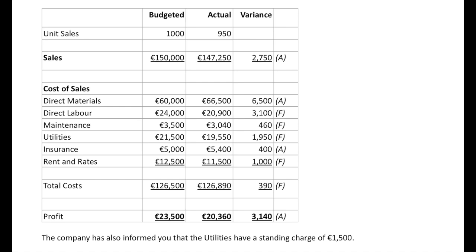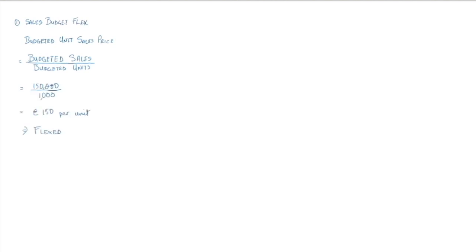So what we're going to do is adjust the figures for direct materials, direct labor, maintenance, and utilities so that they're created on the basis of the actual number of units that were produced and sold, not on the original budget. So first thing in terms of flexing, we flex the sales, and this will give us the sales price per unit. And so once we have that, we can work out what the flex sales budget should have been. And so that's going to be the actual sales multiplied by the budgeted price per unit, meaning that the sales should have been €109,250 for sales of 950 units.